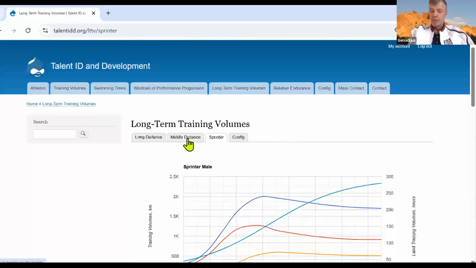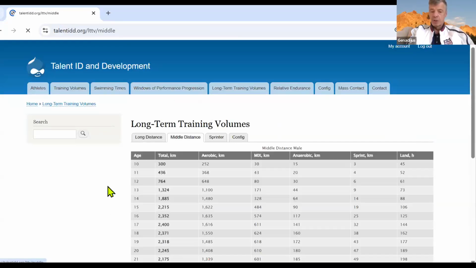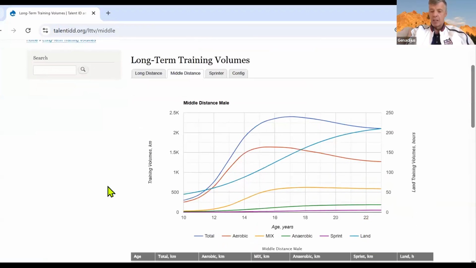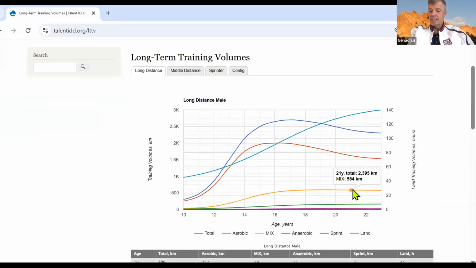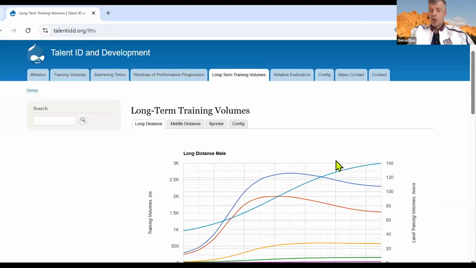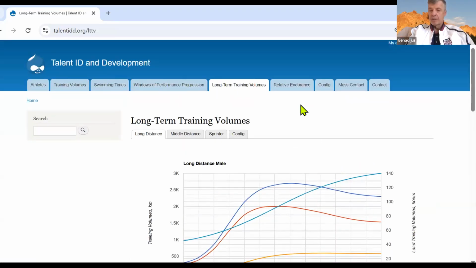And you have the same for middle distance swimmers. We also have the models of how volumes increase. You see models for middle distance swimmers: at age 17, they reach 2,400. Distance swimmers reach even higher volumes, 2,700 at age 17, and then volumes go down as well. But intensities, especially mixed energy zone and anaerobic, continue to increase even for distance swimmers.